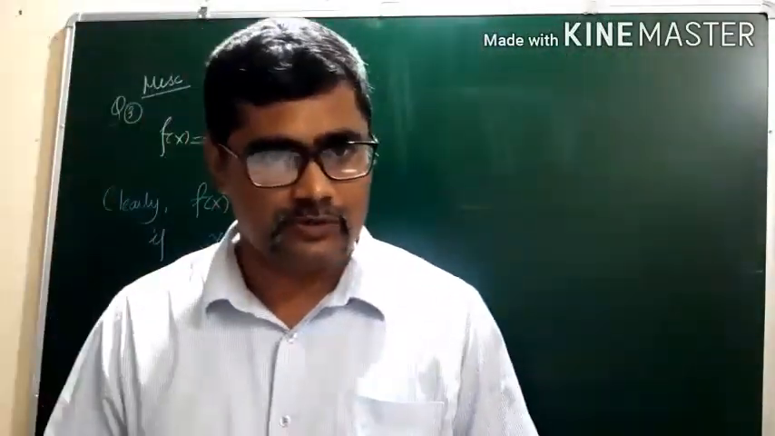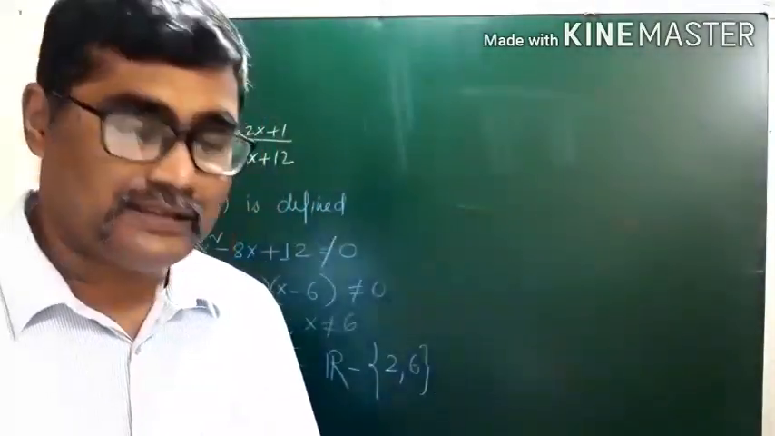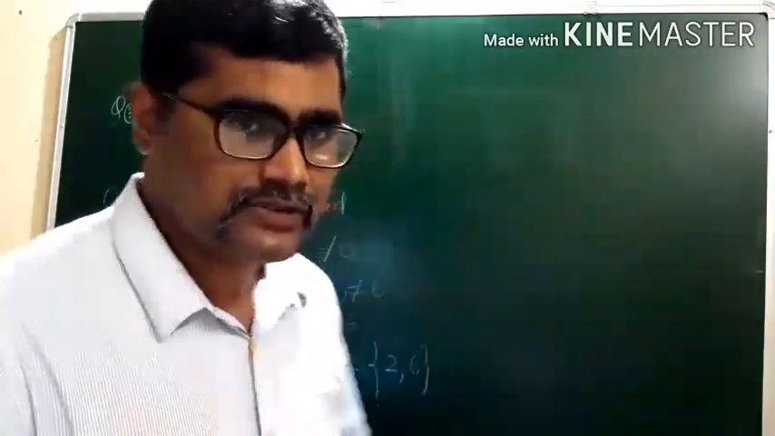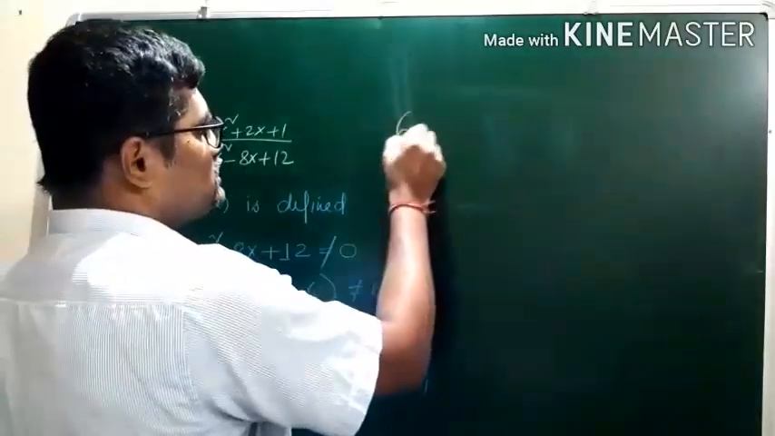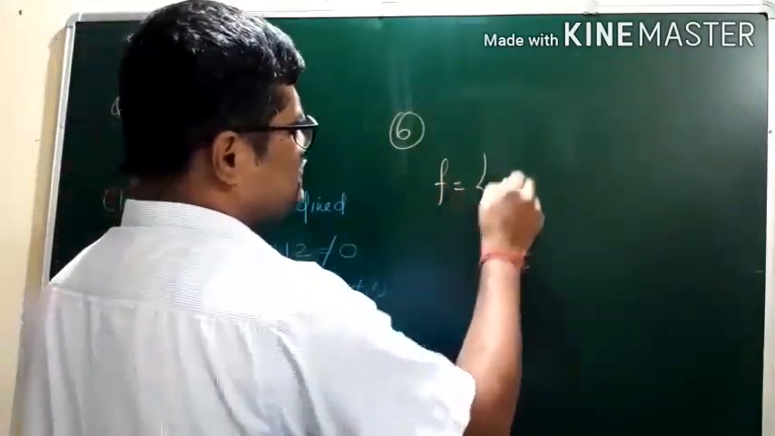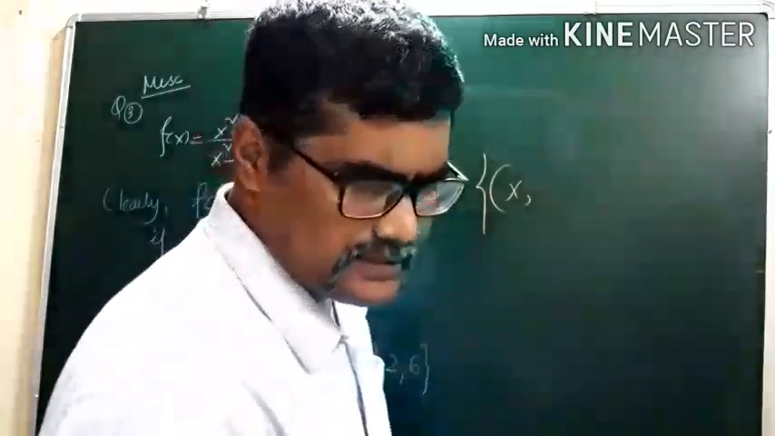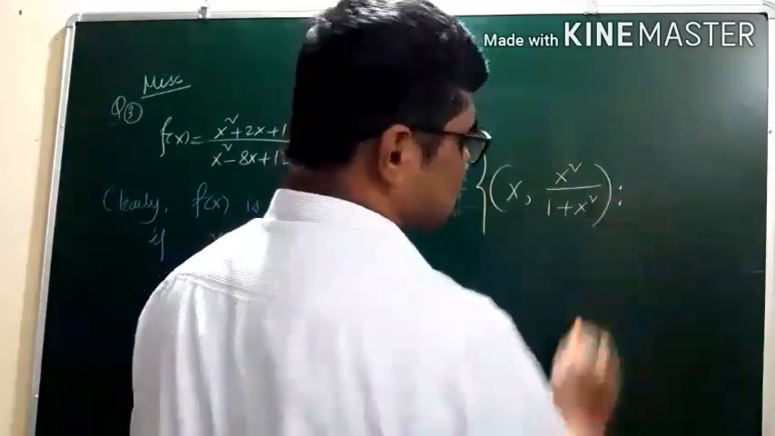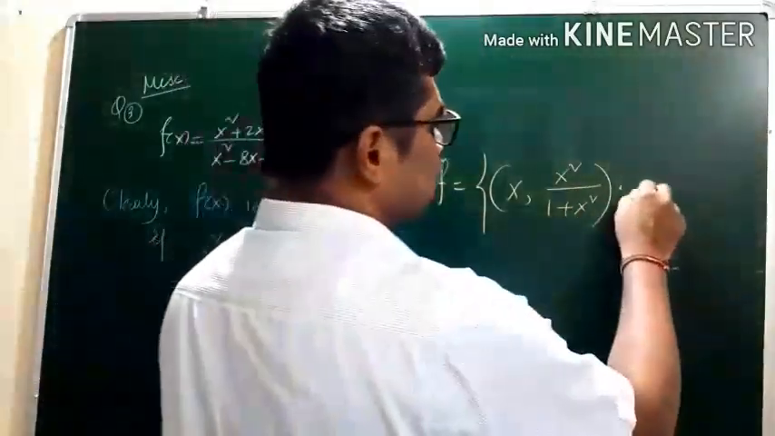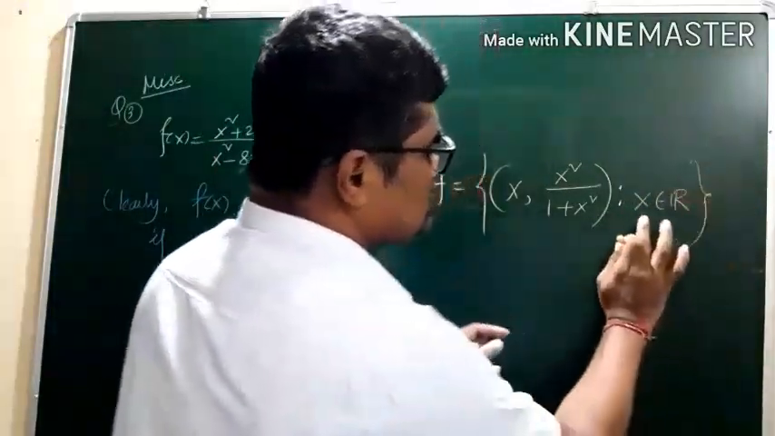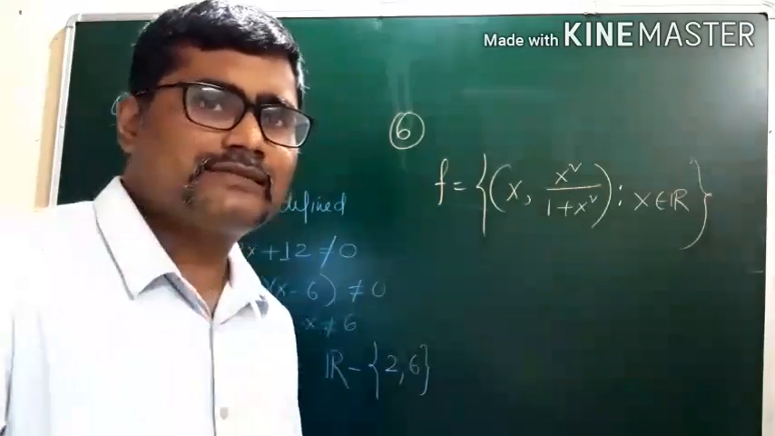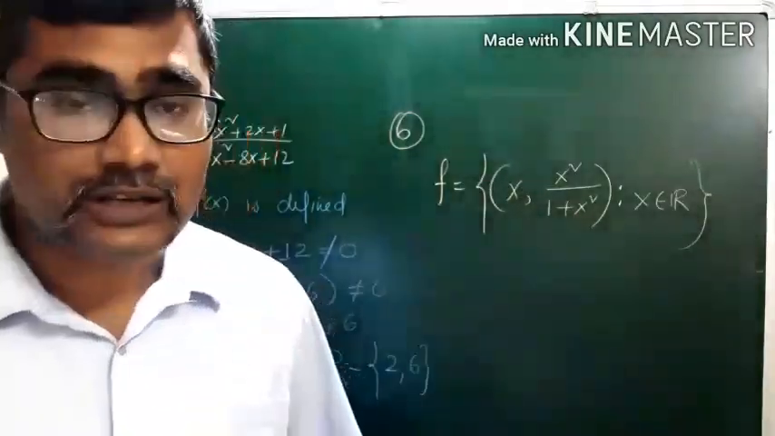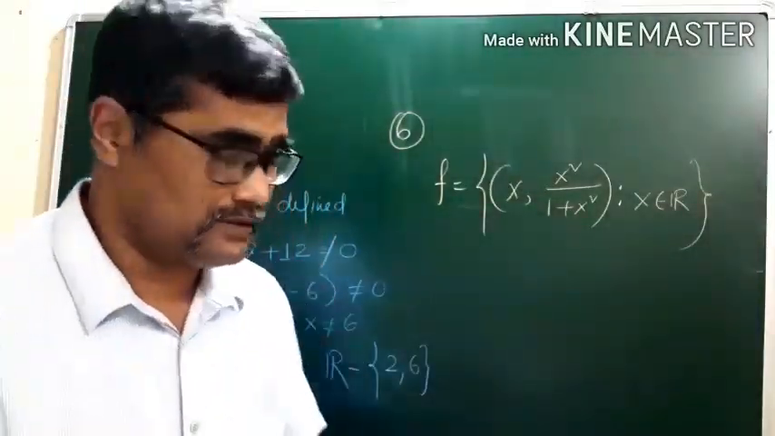This is a very important question because of the representation, because this is a representation in set builder method, right? So you have to find here the range, right? I am writing the function. Question number 6. Here the function given, in the set builder method, is x square divided by 1 plus x square such that x belongs to R. That means you are told to pick x from the real numbers. That means the domain is real numbers.